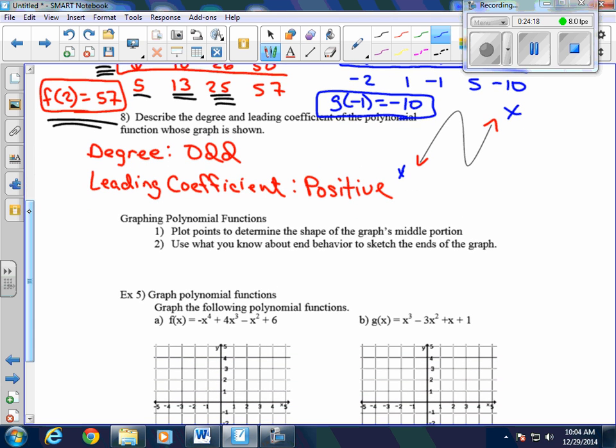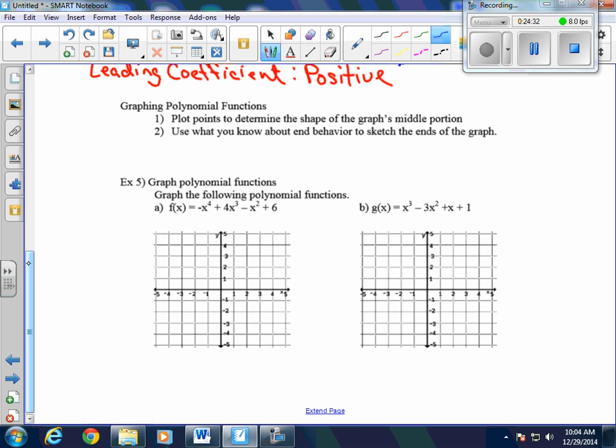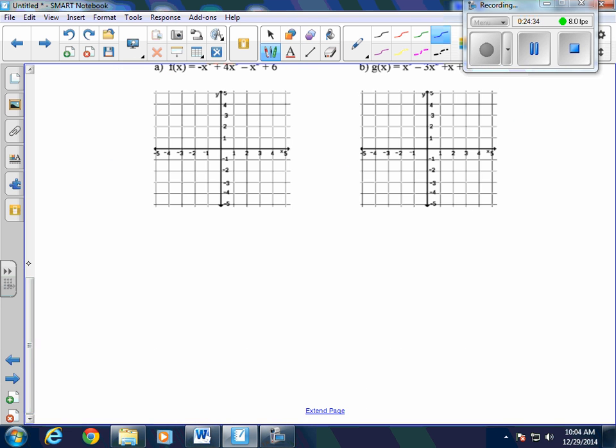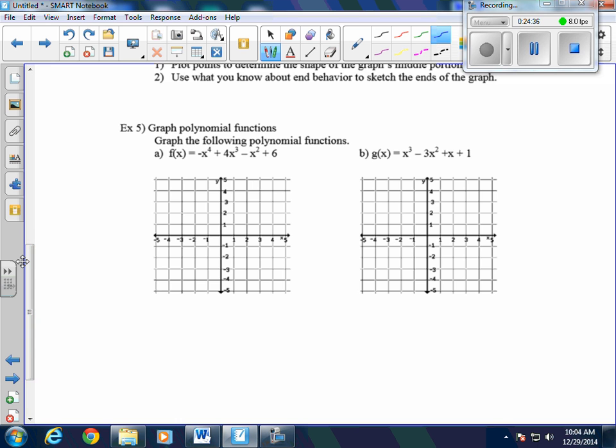So when we graph these polynomial functions, which is the second thing that we want to do now, we're going to plot the points to determine the shape of the graph's middle portion. And we're going to use what you know about the end behaviors to sketch the graphs of these. Okay, so here's what I'm going to do first. I'm always going to start by looking at the degree and the leading coefficient, and I'm going to put little x's on my graph so I know where the end behaviors go.